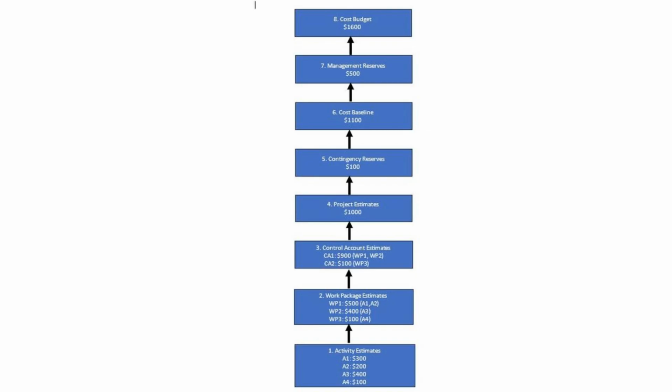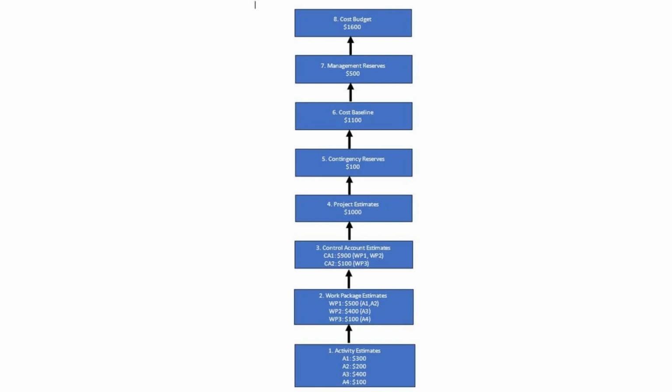Activity estimates roll up to work package estimates. Work package estimates will roll up to control account estimates. Control account is a manageable point, a point at which you're going to track cost. You're going to track the performance of the project in terms of cost, scope, schedule, and it's going to be a summation of the work packages.